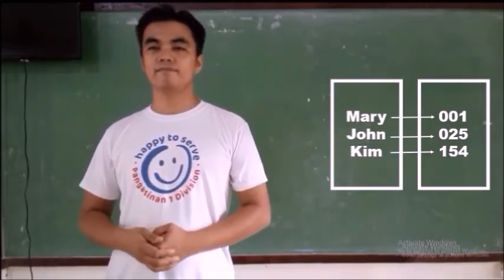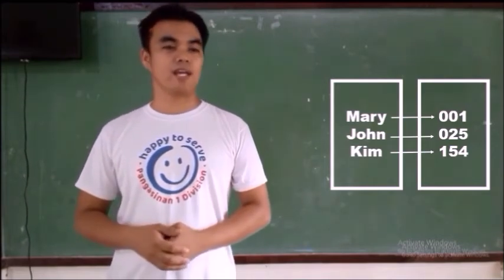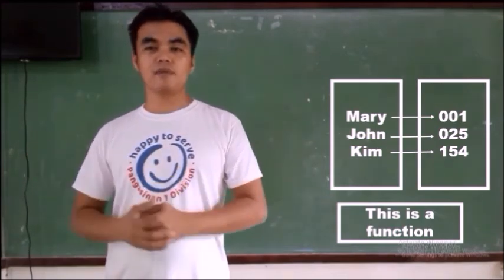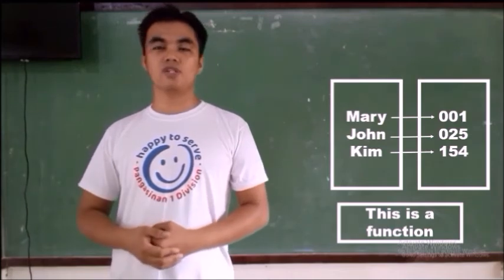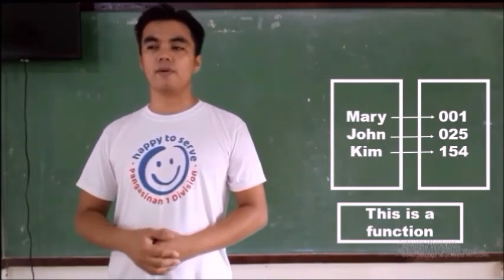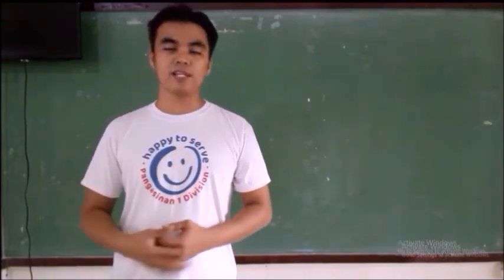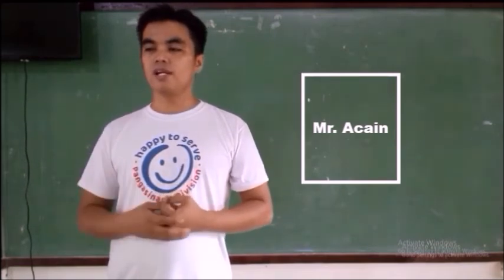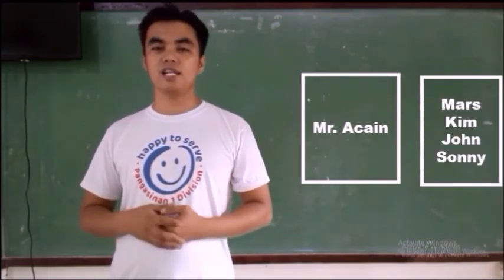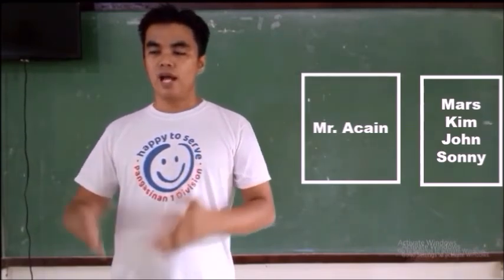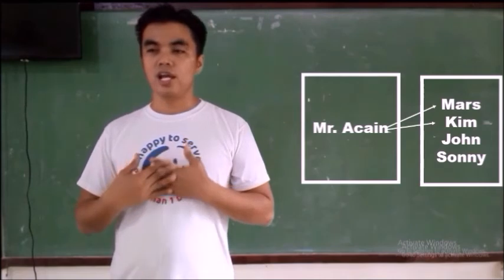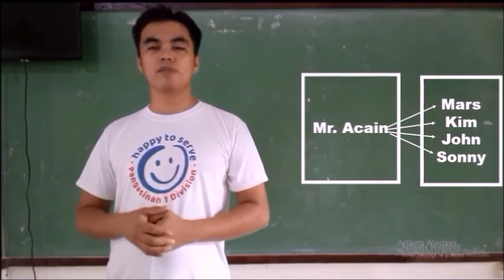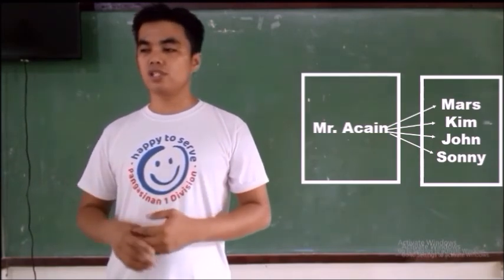Yes, Joanna? Very good. This is a function. Bakit? Kasi may isang pares lang ang bawat element sa domain natin sa element sa range. Si Mary, ang ID number niya is 001. Si John is 025. Si Kim ay 154. Second example, halimbawa me, as a teacher, as your teacher. Si Mars, si Kim, si John, at si Sunny are my students. Ako ang teacher nila, I am their teacher, and they are my students. Estudyante ko si Mars, estudyante ko si Kim, estudyante ko si John, estudyante ko si Sunny.